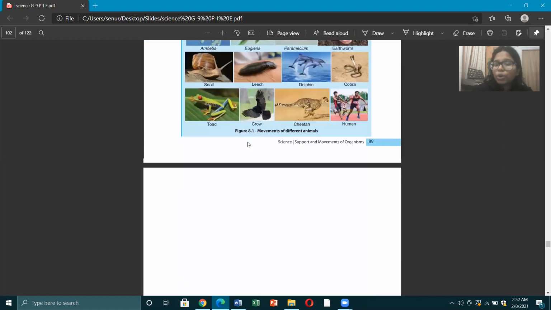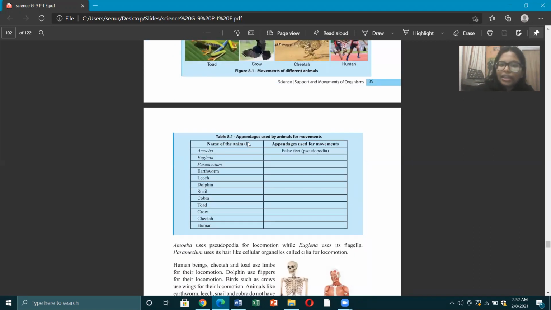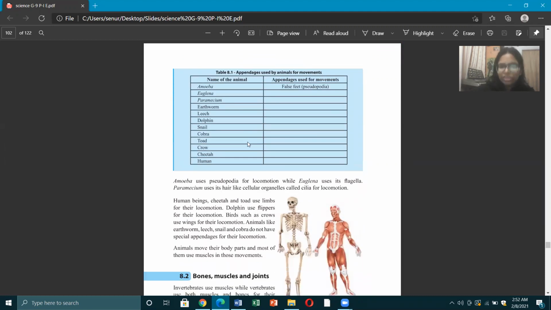But plants don't locomote, because plants don't go from one place to another. Locomotion is going from one place to another.